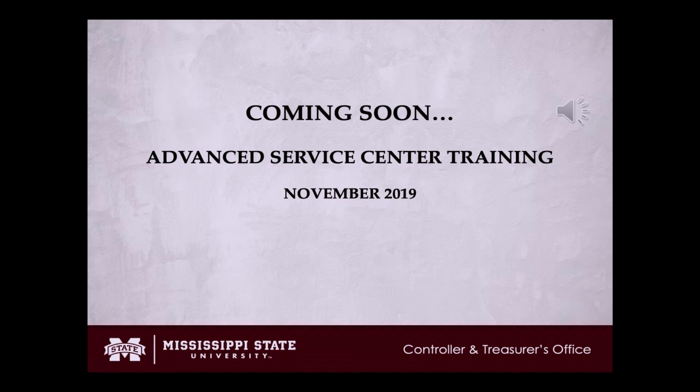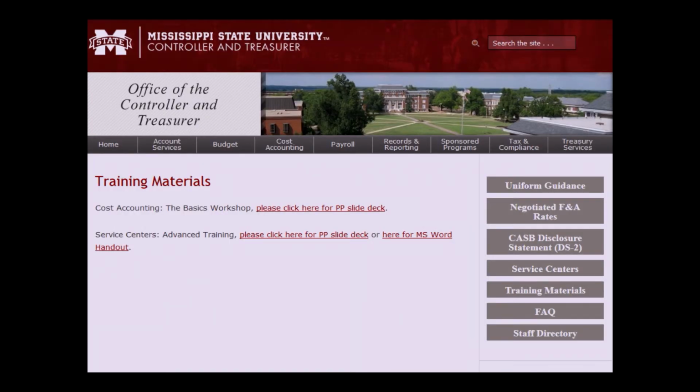Also, the Office of the Controller and Treasurer offers advanced service center training each fall that explains these principles and concepts in more depth. And this training is required by internal audit for service center directors and business managers. Please start watching your inbox in the fall for the Advanced Service Center Workshop announcement for the training in November of 2019. And speaking of training, the slide decks of these workshops are located under the Training Material tabs on the Cost Accounting website for future reference.